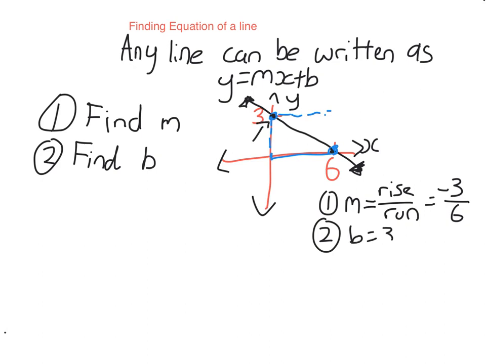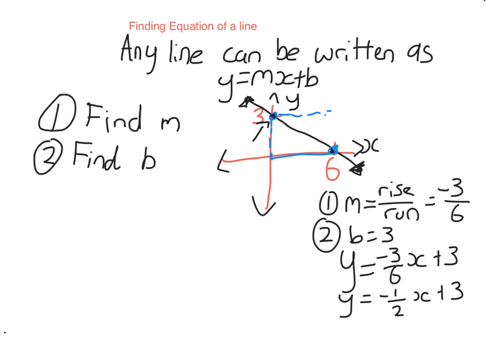So b equals 3. So the equation of this line is just y equals negative 3 over 6 x plus 3, or if you like, negative a half x plus 3, because negative 3 over 6 is negative a half. Okay? So that's done. I've got to show you 2 more types of questions, so I'm going to erase this. Pause and copy down if you need.